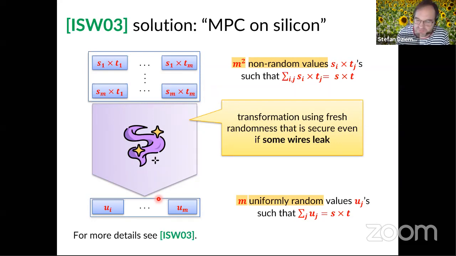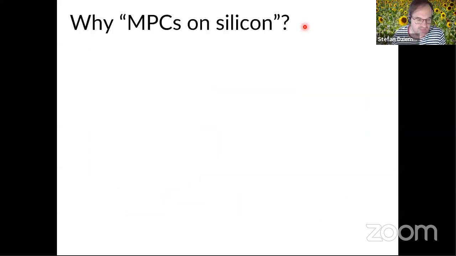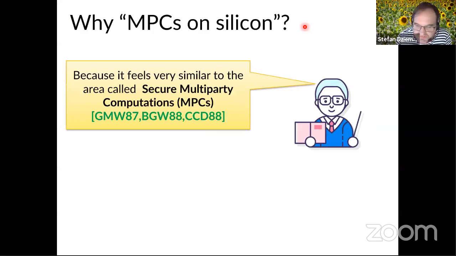Actually, one of the names that they have in the paper for this is MPC on silicon. So let me tell you why they call it MPC on silicon. The reason is that it feels very similar to something that was done since the 80s in the area called secure multi-party computation protocols, usually abbreviated as MPC. It's not really exactly the same, but it looks very similar. And I will tell you on the next slide why.